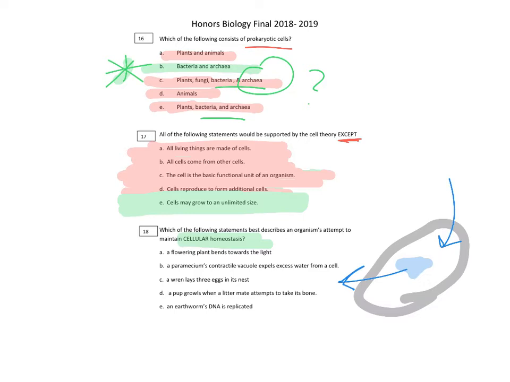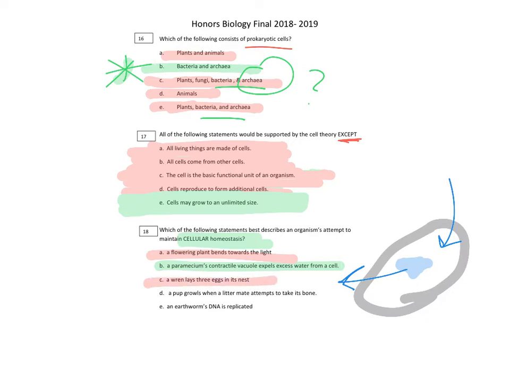So, in any case, that's the right answer. Let's keep going to make sure there's not a better one, though. A wren lays 3 eggs in its nest. Well, is that really homeostasis? In some odd way, it might be, but it doesn't really speak to the cellular homeostasis.